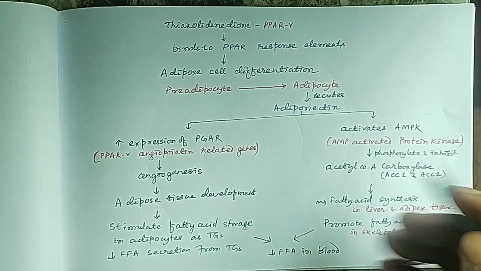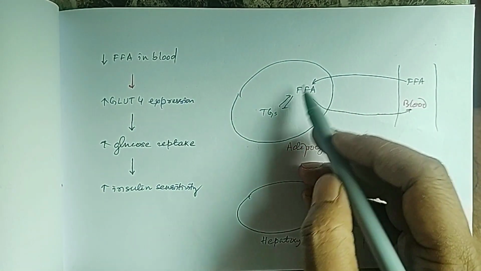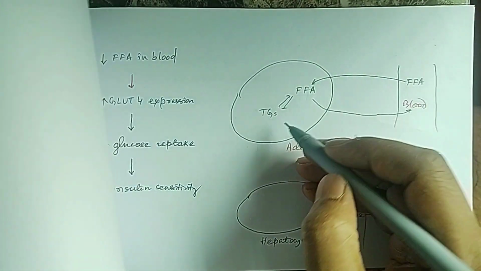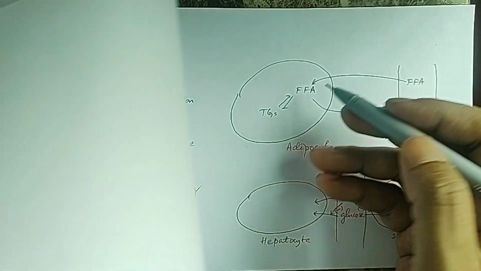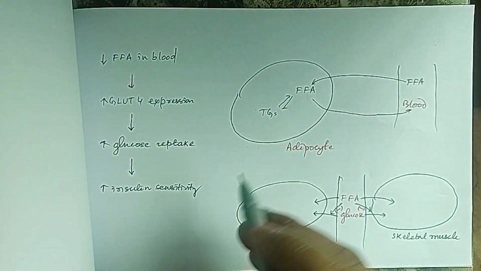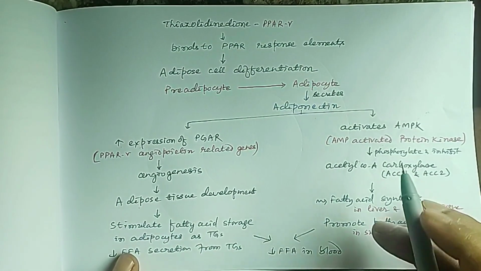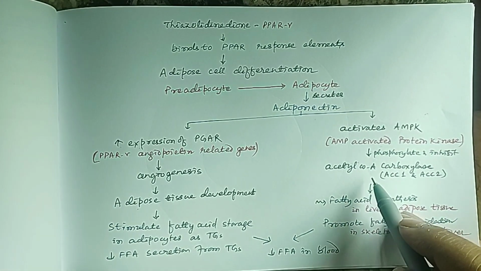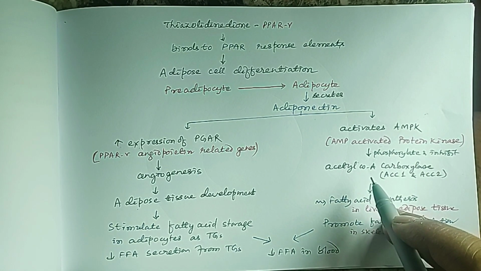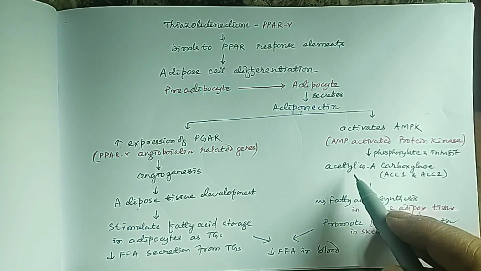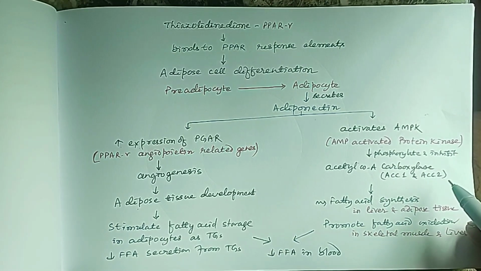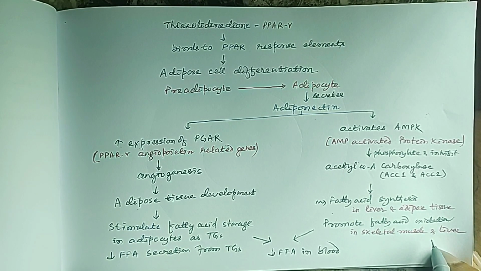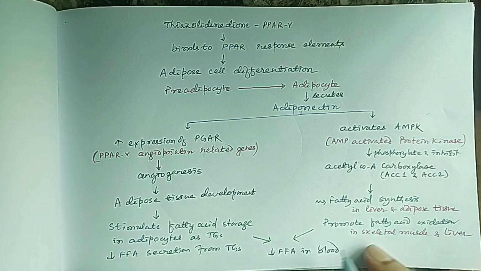So there will be adipose tissue development, and the adipocyte function is to store the free fatty acids as triglycerides. So there will be an increase in fatty acid storage in adipocytes as triglycerides, and a decrease in the release of free fatty acids from triglycerides. And second, adiponectin also activates AMP activated protein kinase, which will phosphorylate and inhibit this key enzyme involved in fatty acid synthesis and beta oxidation, acetyl coenzyme A carboxylase, ACC. ACC1 and ACC2 are inhibited, so it will inhibit fatty acid synthesis in liver and adipose tissue, and promote fatty acid oxidation in skeletal muscle and liver.